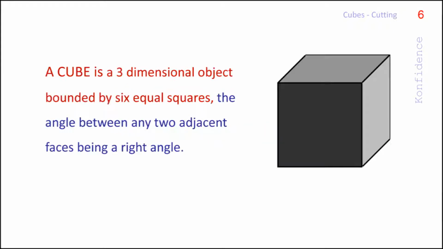Once you have a clear understanding of the basics and a good foundation, questions from this topic can be handled with ease. Let us get started towards this. Look at the cube given in the slide. We can see that a cube is a three-dimensional object bounded by 6 equal squares. The angle between any two adjacent faces is a right angle or 90 degrees.